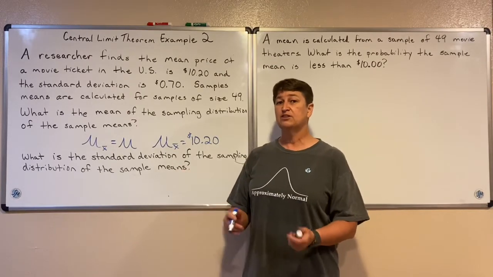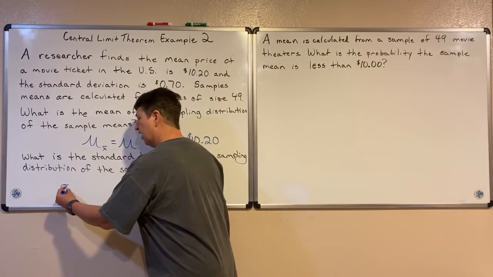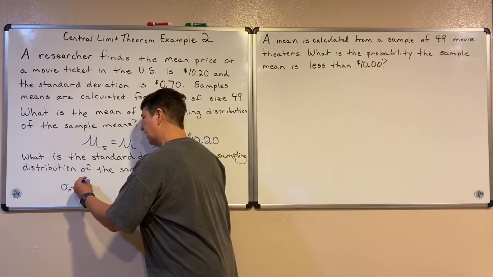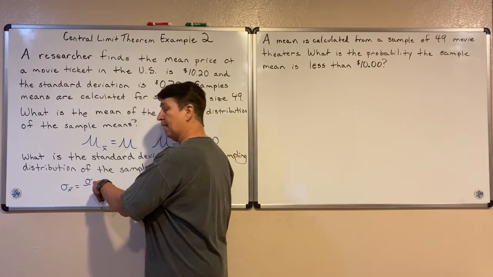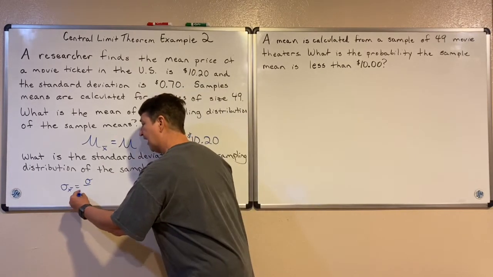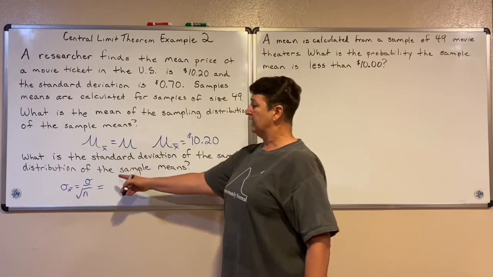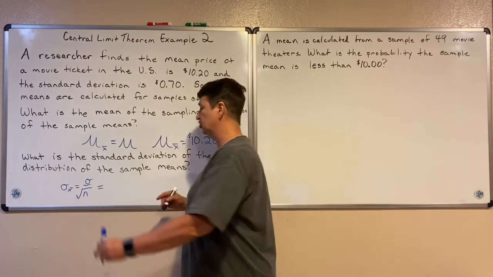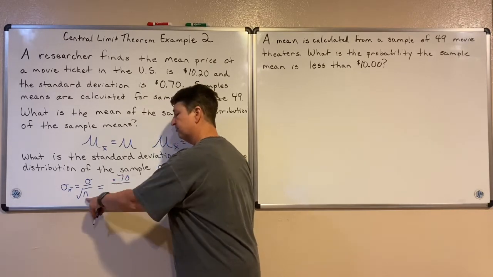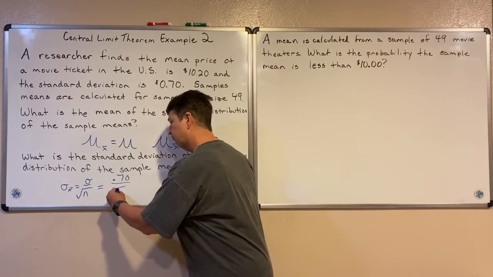Then I want to know what's the standard deviation of the sampling distribution of sample means. Well, again, the central limit theorem tells me that the standard deviation of the sample means is going to be equal to the standard deviation of the population divided by the square root of the sample size. So in this case, the standard deviation of my entire population is 70 cents, and the sample size is 49. So I'm going to take the square root of 49.